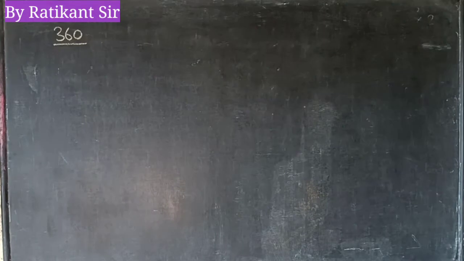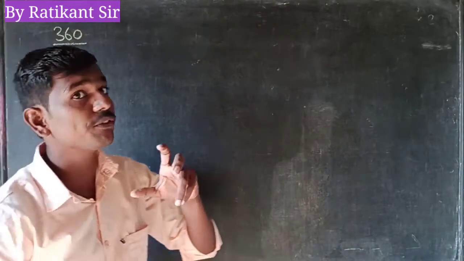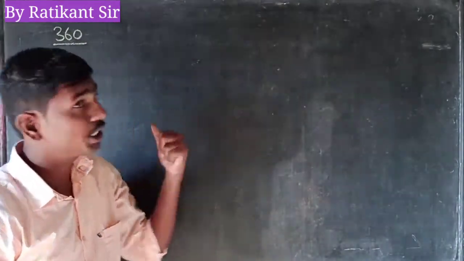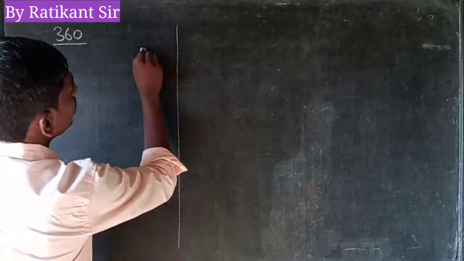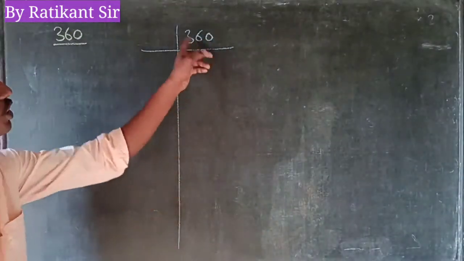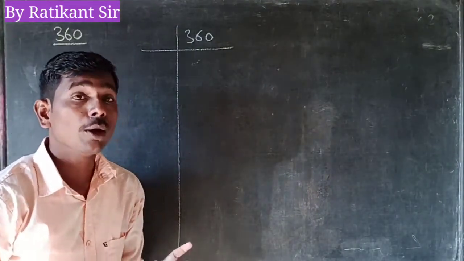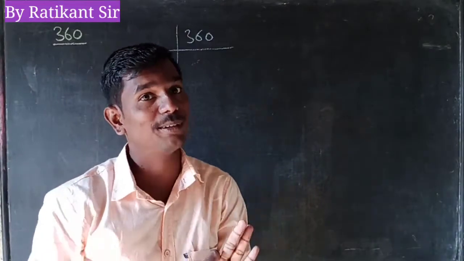Okay, let's take one more question. 360, and we want to find the factors by division method. At first you have to write 360 like this. We know that this is divisible by 10, but we cannot write 10 here. Why? Because 10 is not a prime number, right?